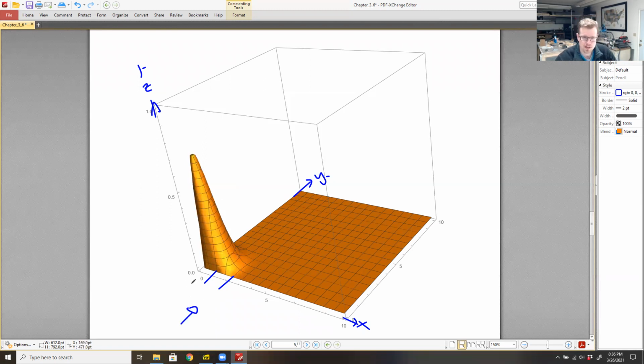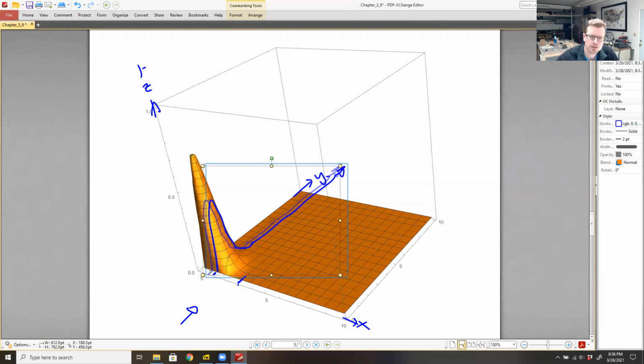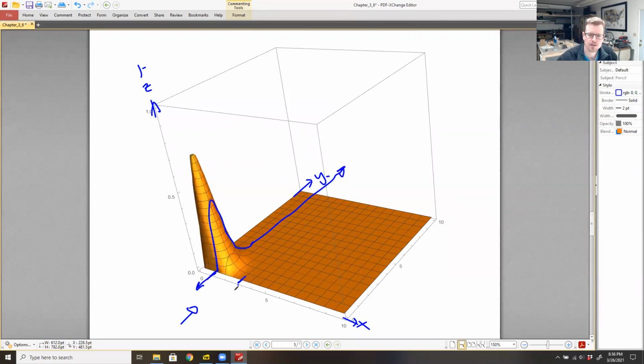If I want to find the probability that x is between, say, 1 and 3, so it's somewhere around here and here, then I'd be looking at all the volume underneath this surface in this portion. I'd just be finding the volume here. It goes on forever this way, and it goes on forever that way, because I'm ignoring what happens in y. I want to consider all possibilities of y as I consider this specific range in x.